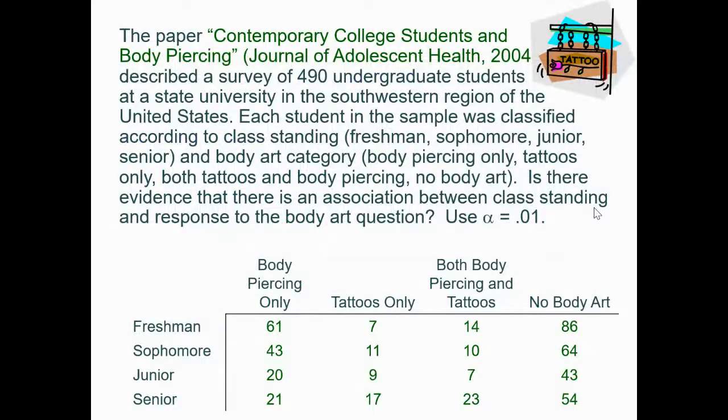So let's look at our first of 2 examples that we're going to do today. It's called the body art example. A paper called the Contemporary College Students and Body Piercings article described a survey of 490 undergraduate students. Now, if you look in your notes, there's a typo. I think it says they described a survey of 450. It's actually 490. So in your notes, you may want to correct that typo.